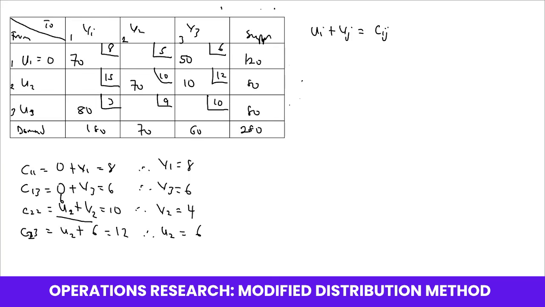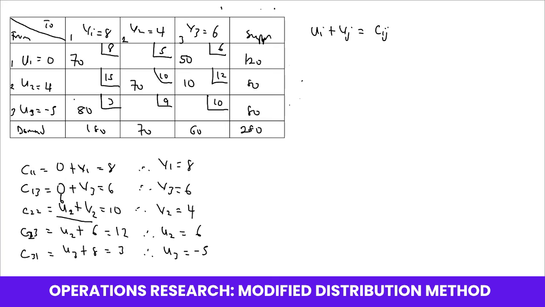Then our next allocated cell is this one, cell 3, 1. Do we know our U3 value? No, but we know our V1 value. So U3 plus 8 is equal to 3. So therefore, our U3 value is equal to 3 minus 8, that's minus 5. So let's write down all our U and V values in our table. U2 is 6, U3 is minus 5, and V1 is 8, V2 is 4, and then we have V3 to be equal to 6.